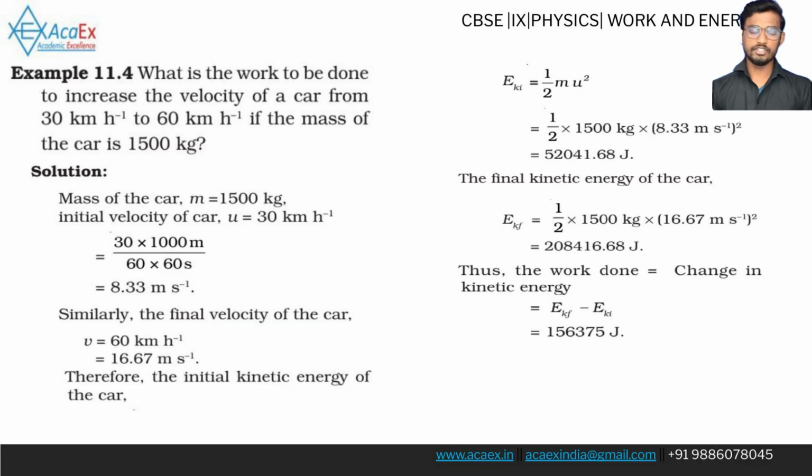The initial kinetic energy of the car, EKI, equals half multiplied by m multiplied by u squared. This equals half multiplied by 1,500 kilograms multiplied by 8.33 meters per second squared, which equals 52,041.68 joules. The final kinetic energy of the car, EKF, equals half multiplied by 1,500 kilograms multiplied by 16.67 meters per second squared, which equals 208,416.68 joules. Thus, the work done equals change in kinetic energy, which is EKF minus EKI, which equals 156,375 joules.